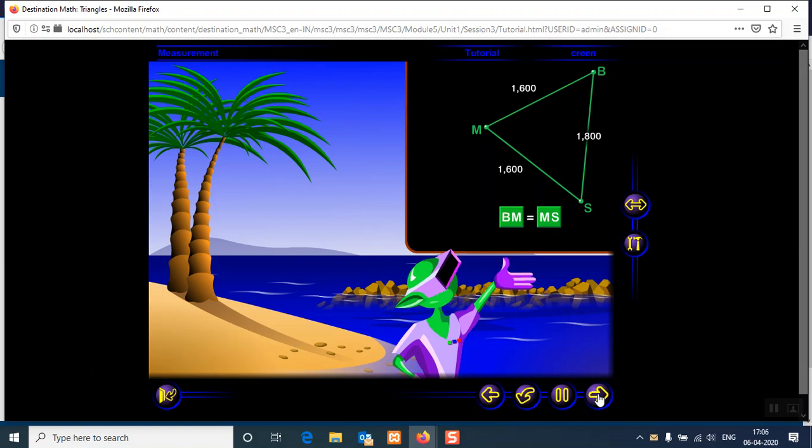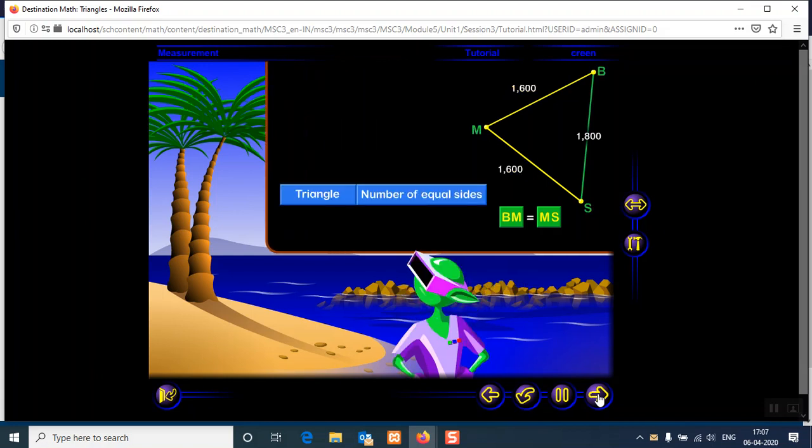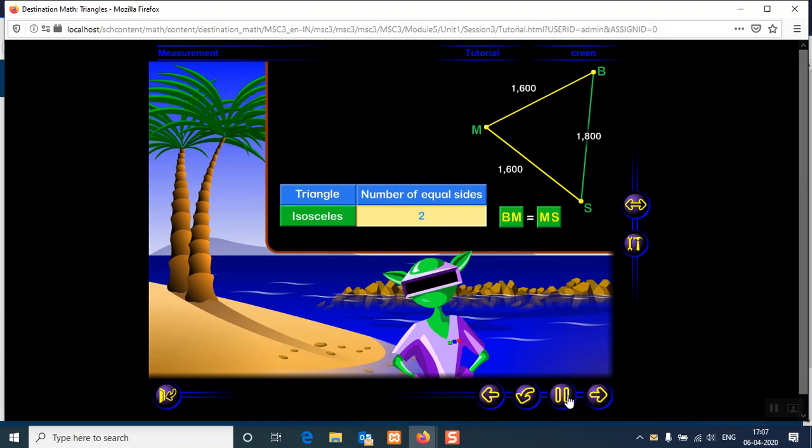This triangle has two sides that represent 1,600 kilometers, MS and BM. So they are equal. A triangle that has two equal sides is called an isosceles triangle. So an isosceles triangle is a type of triangle that has two equal sides.